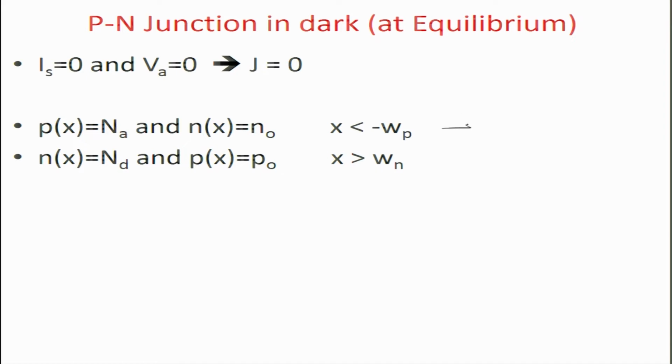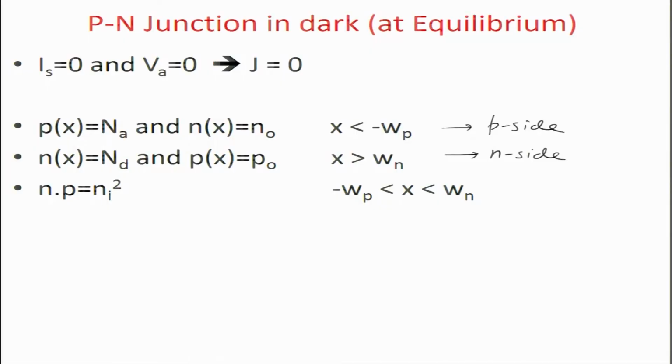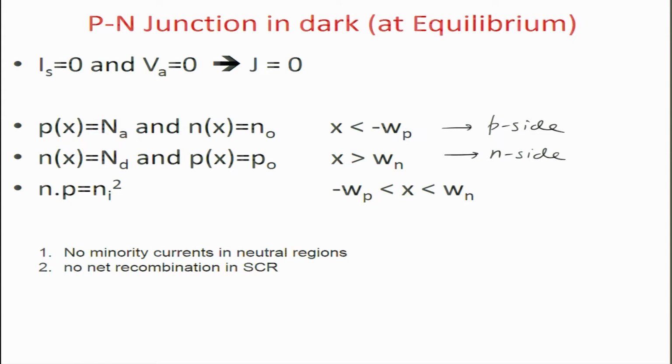So this is on the P side and this is on the N side. So basically it should look like a p-n junction in dark at equilibrium without any bias and without any illumination. So both the equations which I showed you earlier should boil down to this. And of course between Wp and Wn, Np is equal to Ni square. So basically no minority currents in the neutral regions and no net recombination in the space charge region, that is what the assumption was.